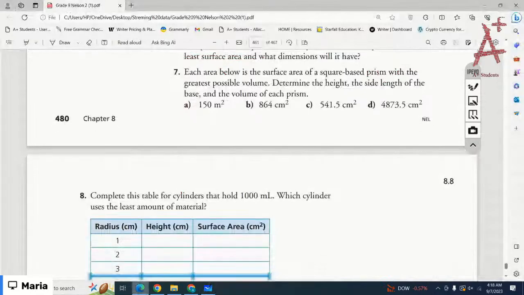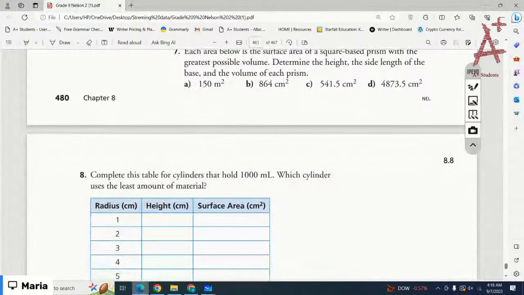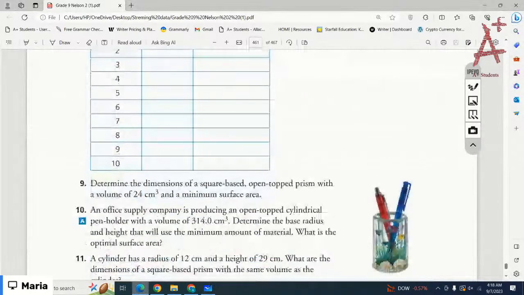Let's just move on to question number 9. Determine the dimensions of a square based open top prism with a volume of 24 centimeter cube. What is the minimum surface area? So you are given the volume, right? The volume is 24 centimeter cube. Question number 9.